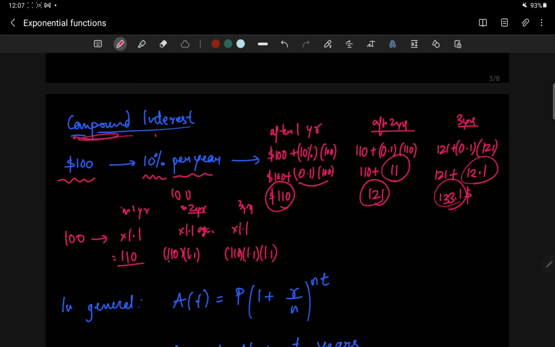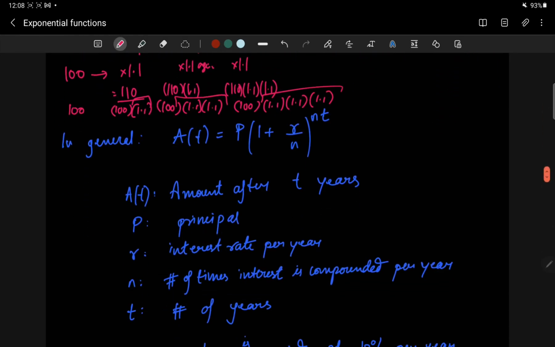So what you notice here is that if you start with 100, these numbers are 100 times 1.1. Then you have 100 times 1.1 times 1.1. And then 100 times 1.1 times 1.1 times 1.1. So this 1.1 is the part that brings in the exponentiation, because each year you're multiplying by the same factor, which is more easily represented by just saying that each year the exponent increases by 1. So in general, we have this particular formula for finding the amount.